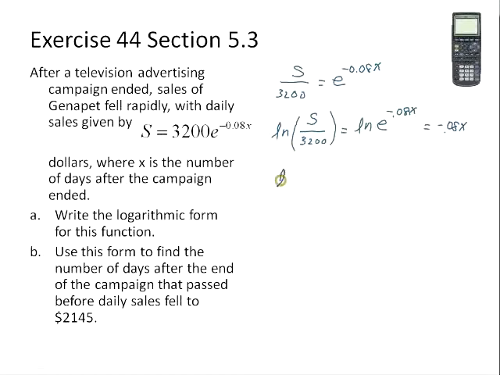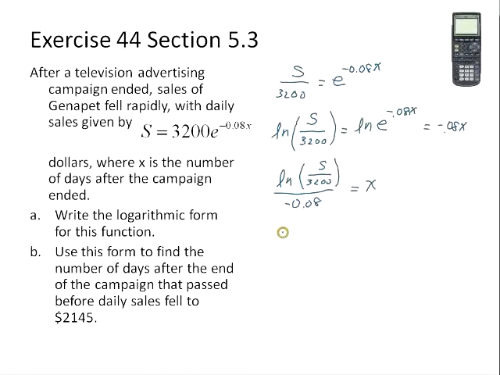Now, solving for x, we're going to have the following. We're going to have the natural logarithm of this big expression, S divided by 3,200, and this is then divided by negative 0.08, and that's equal to x. And so what we've done is we've written the logarithmic form for this function.